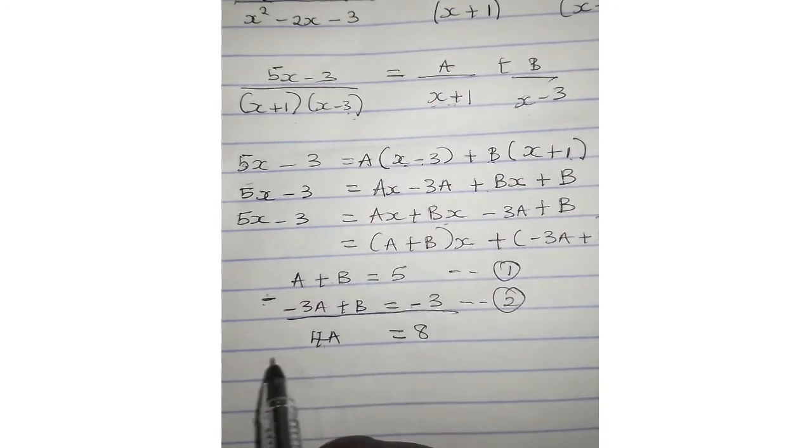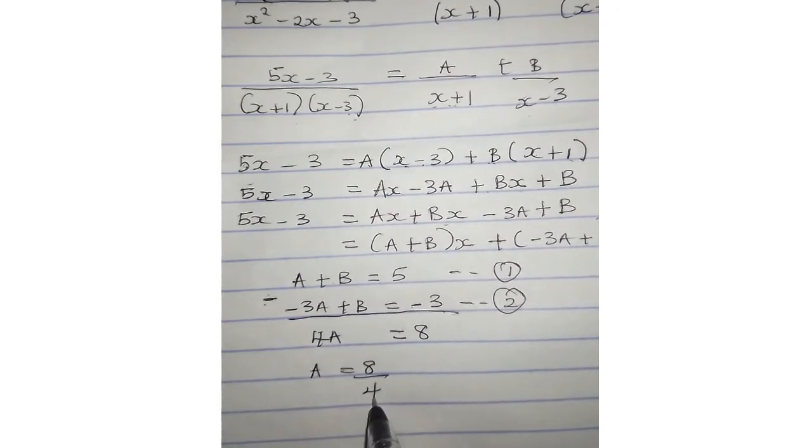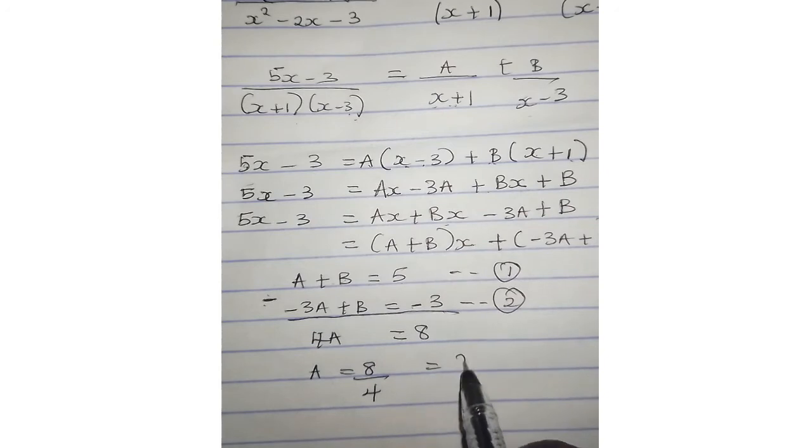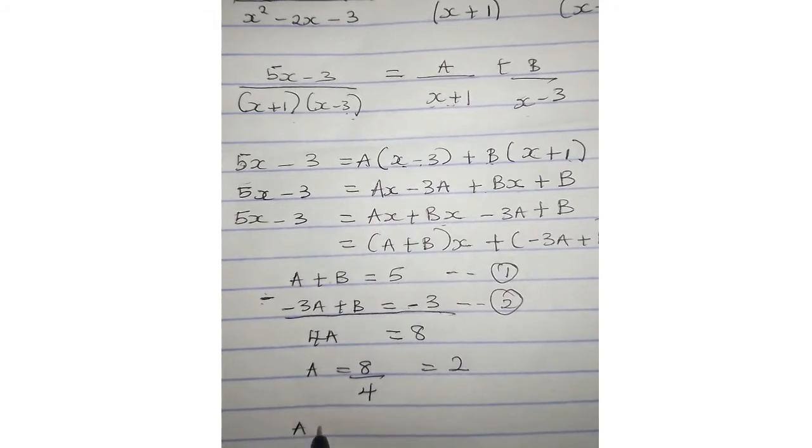So now divide both sides by 4. We're going to have 8 over 4. So this is going to give us 2. So therefore our a here is 2. So for us to get b, we're going to put 2 into equation 1 wherever we see a. So this is going to become 2.